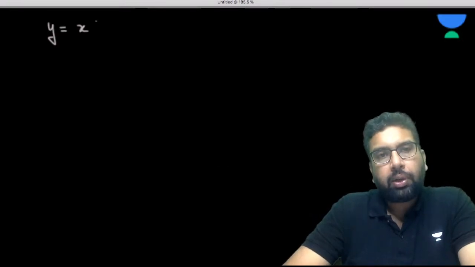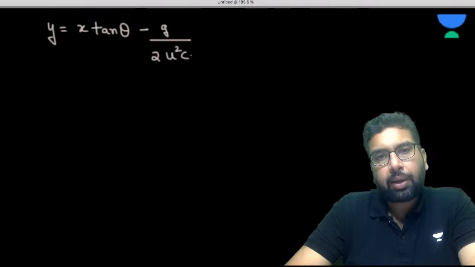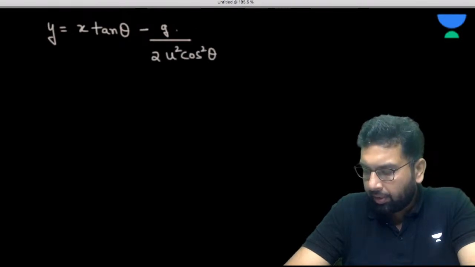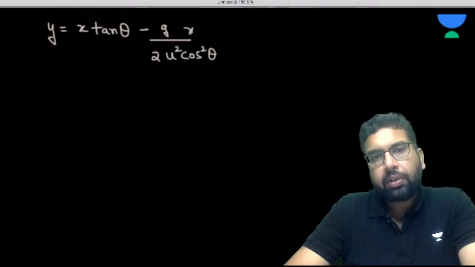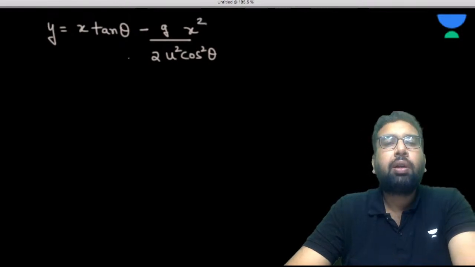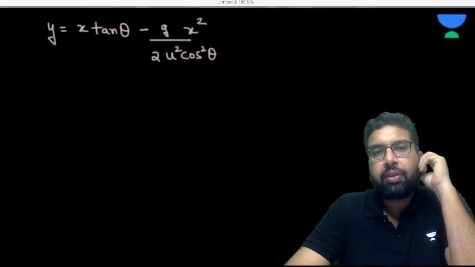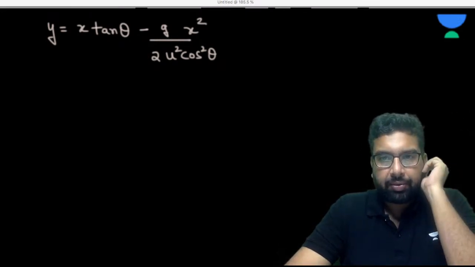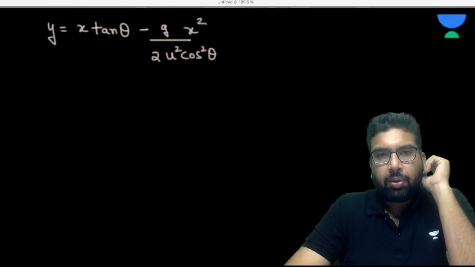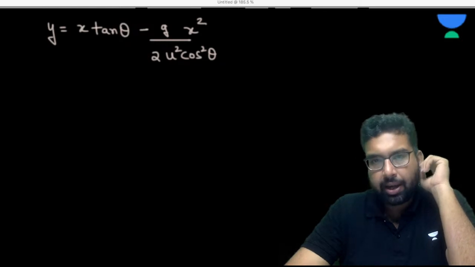So one form is this. I'll just show you one more thing. So y is equal to x tan theta minus g by 2u square cos square theta. So from where is this equation derived? This equation is derived from the standard equations of motion used under constant gravitational acceleration, right? So y is equal to x tan theta minus g x square upon 2u square cos square theta, right?